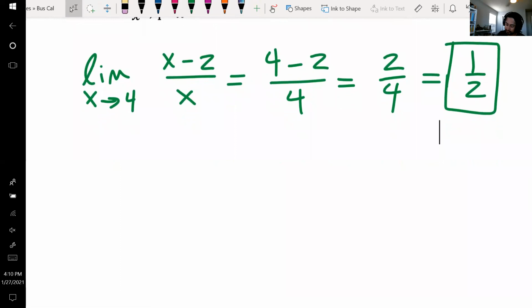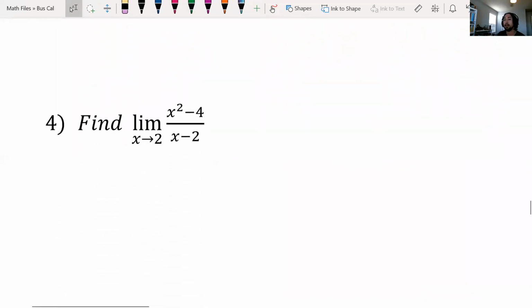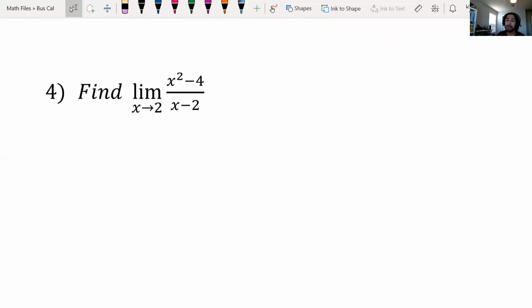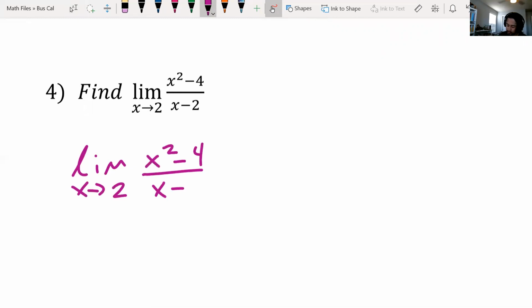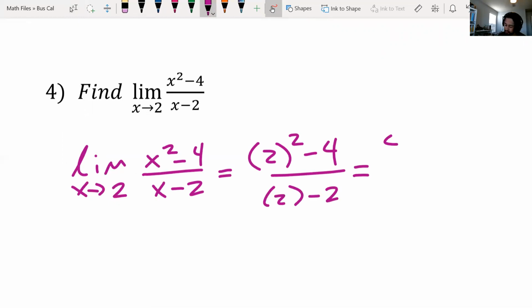All right. Now let's do it again. All right. 4. Find the limit as x approaches 2 of x squared minus 4 over x minus 2. So once again, what number will you plug in for x? 2. Life is great, right? We're just plugging numbers in. So plug in 2, but what happens when I plug in 2 to this problem? 0 in the denominator. You get 0 in the denominator, and you get 0 in the numerator.